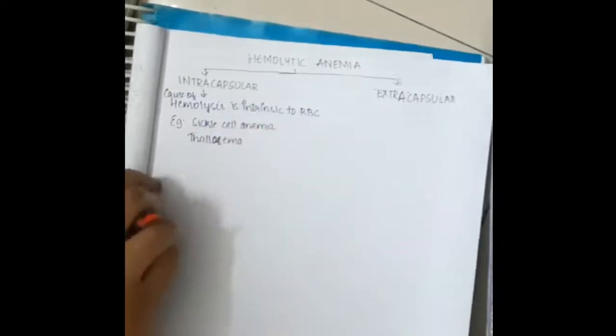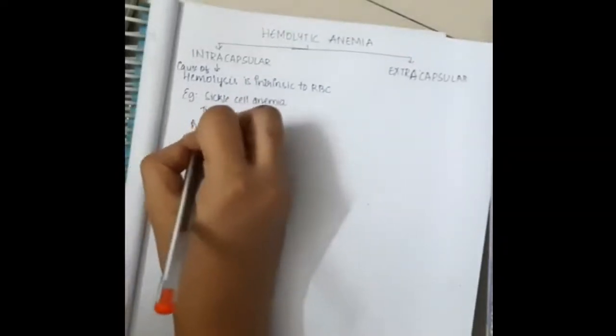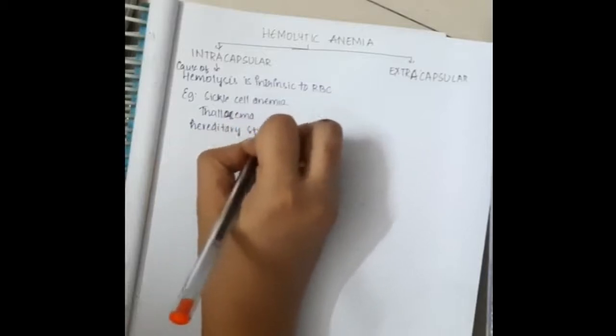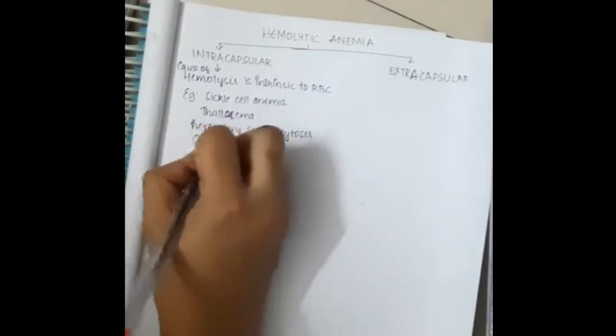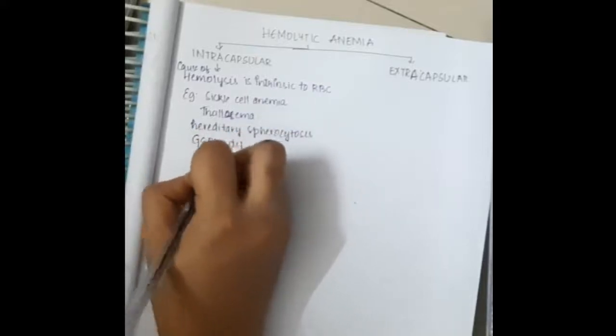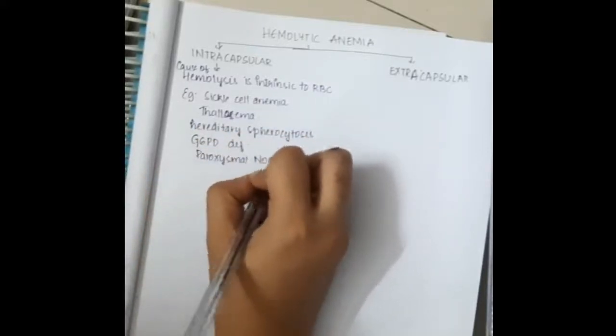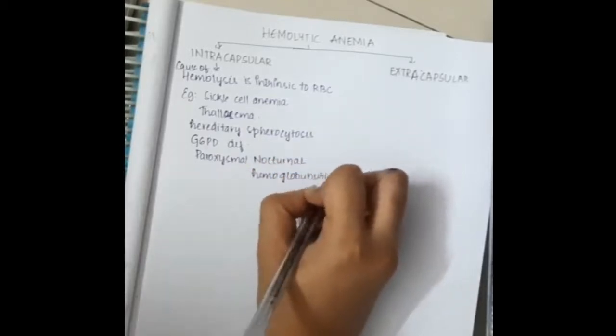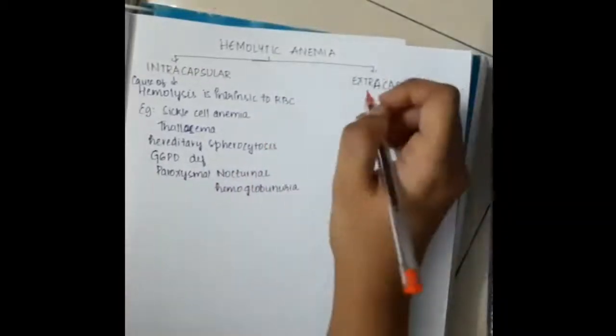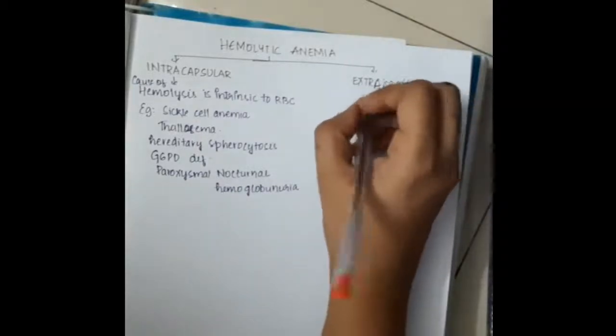In thalassemia, there is a defect in the alpha or beta chains, and thus the cells are destroyed. In hereditary spherocytosis, there is a defect in the RBC membrane protein ankyrin or spectrin. In G6PD deficiency, there is a defect in the enzyme. In paroxysmal nocturnal hemoglobinuria also, there is a defect in the RBC.